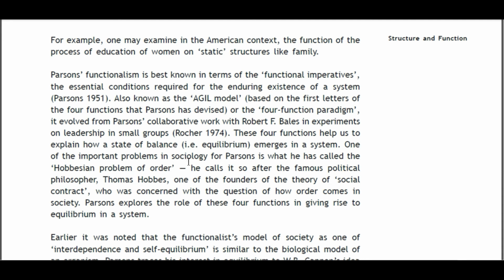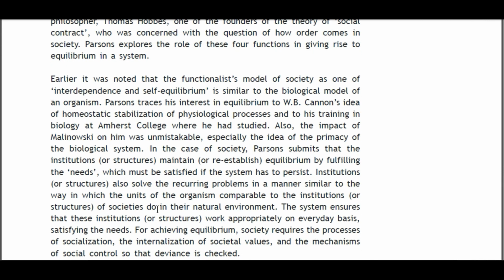One of the important problems in sociology for Parsons is what he has called the Hobbesian problem of order. He calls it so after the famous political philosopher Thomas Hobbes, one of the founders of the theory of social contract, who was concerned with the question of how order comes in society. Parsons explores the role of these four functions in giving rise to the equilibrium in a society, in a system.